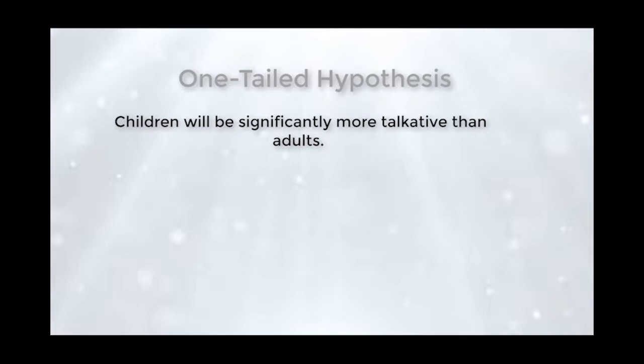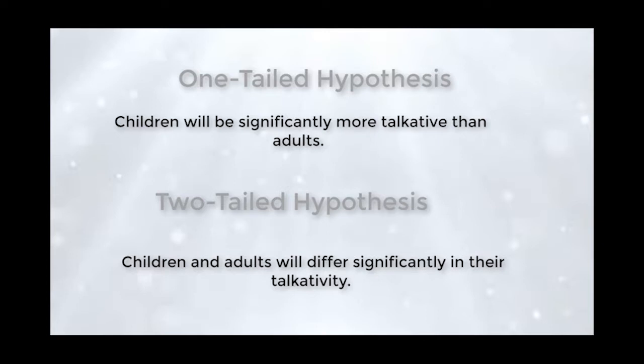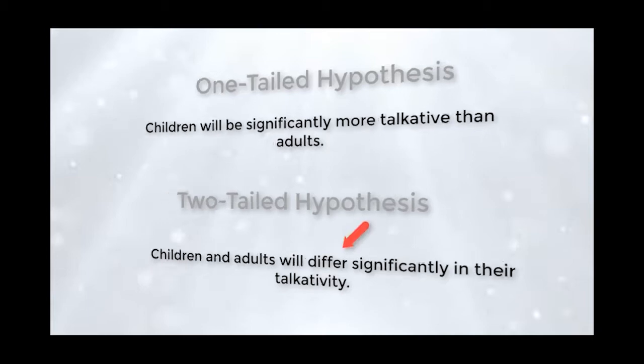A two-tailed hypothesis sounds like this. Children and adults will differ significantly in their talkativity. You can also see that in the two-tailed hypothesis, there is not a specific directionality indicated. There is a predicted difference, but it doesn't specify which group will be higher or lower. The word differ makes this apparent.